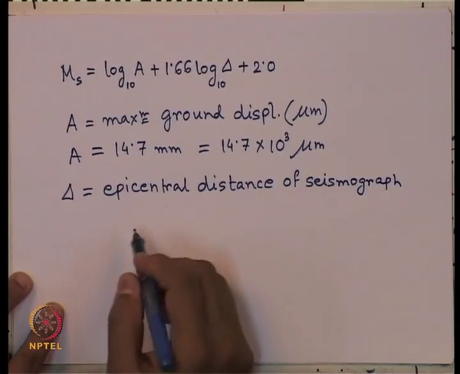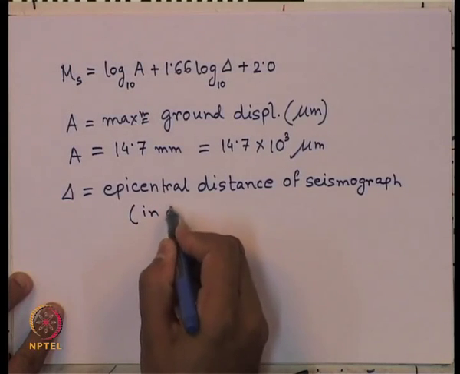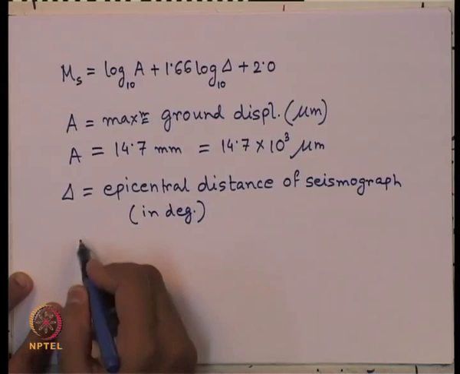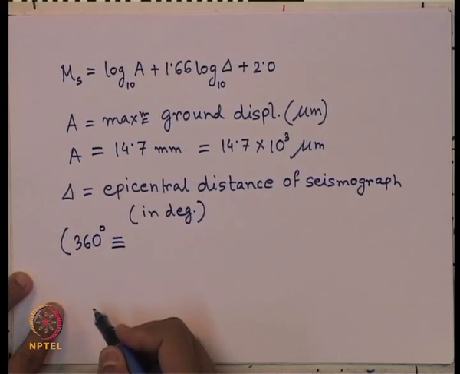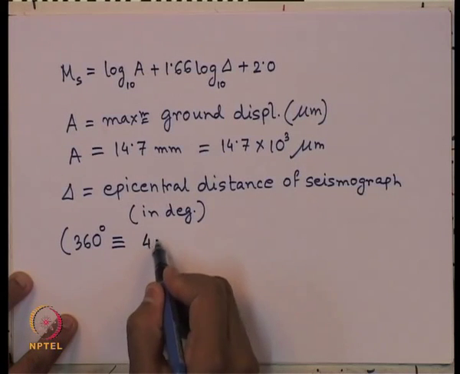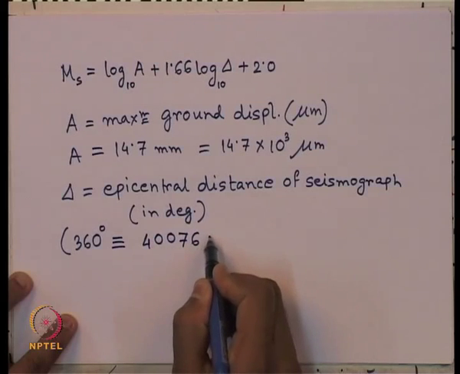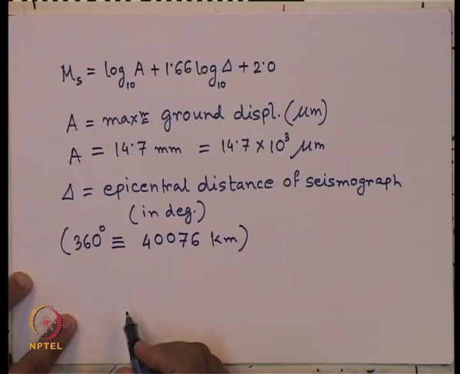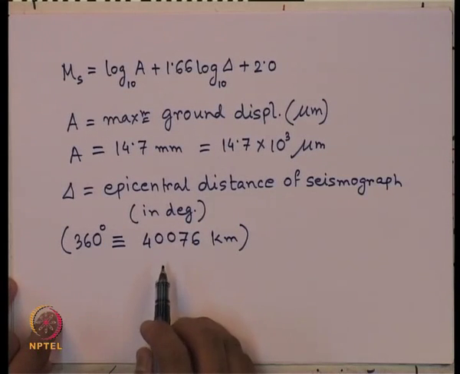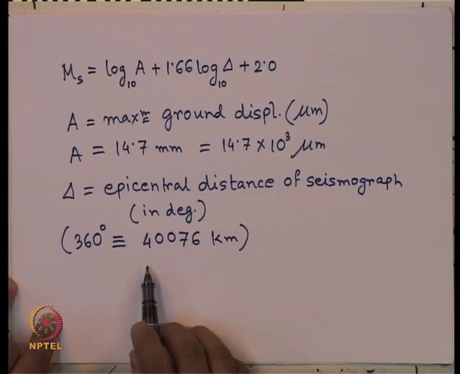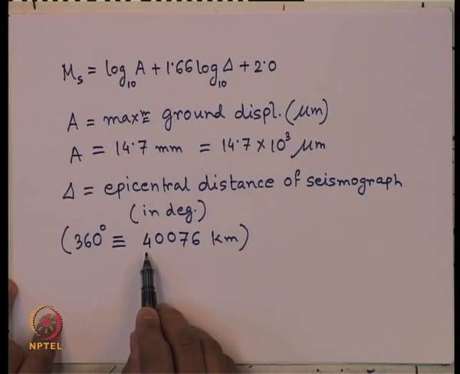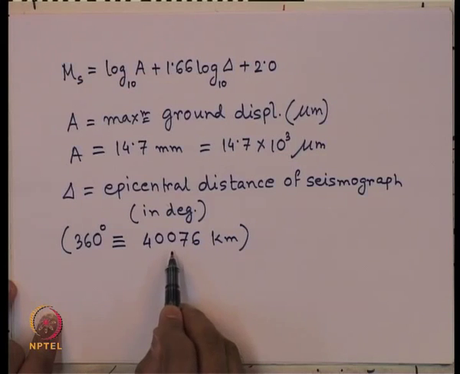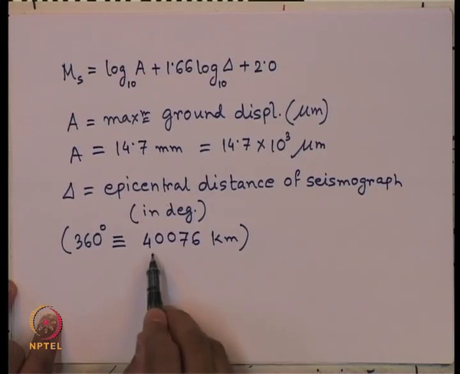So, this is in degree unit. Now, we know 360 degrees of Earth is equivalent to a distance of 40076 kilometers. For those of us from IIT Bombay, it is easy to remember. It is similar to our pin code except for the 10. The Powai pin code for IIT Bombay is 400076 Mumbai. So, it is 40076.